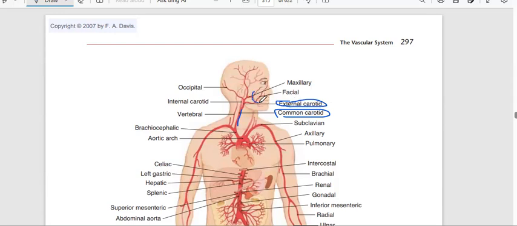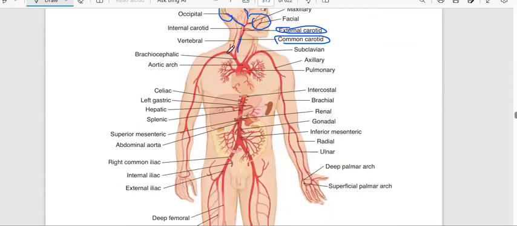It becomes facial and maxillary. This is the facial, which goes upward all through the face. This is the maxillary. It also makes one branch here. This is called the occipital, and it makes one more branch, which we will discuss later, to all the cerebral arteries. Okay, let's come downwards.